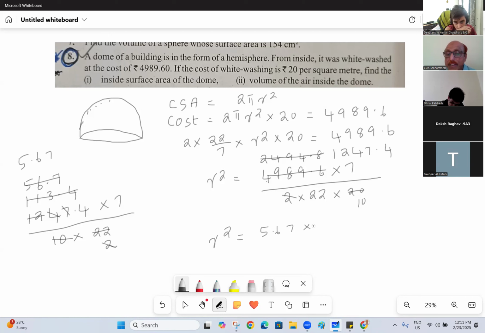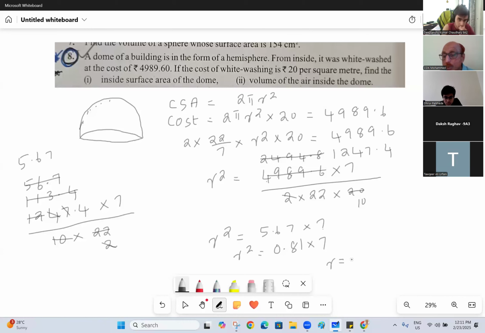5.67 into 7. Whenever, instead of taking long division, you can multiply and find the square root. Otherwise, 7 is here. You find out a 7 from here. I can multiply this as 0.81 into 7. 7 ones are 7, 7 eights are 56, 2 decimal places.